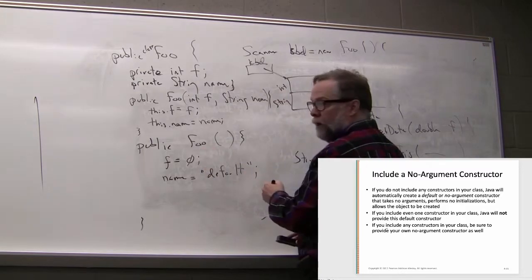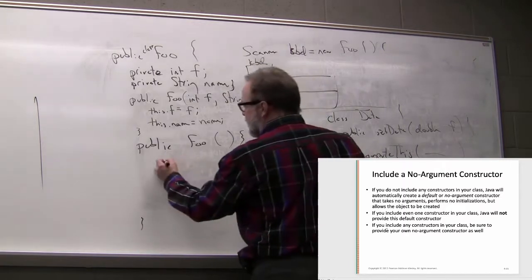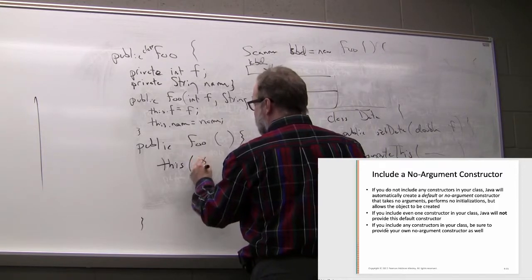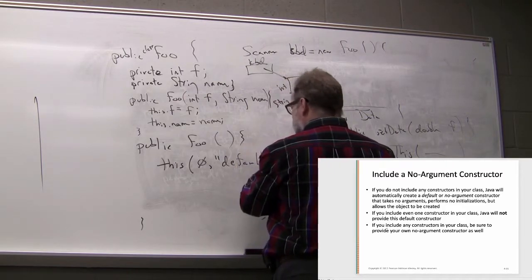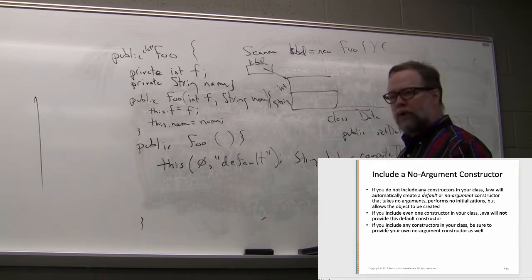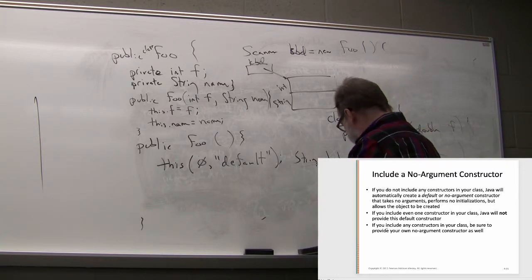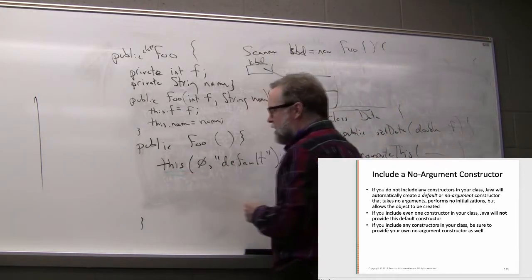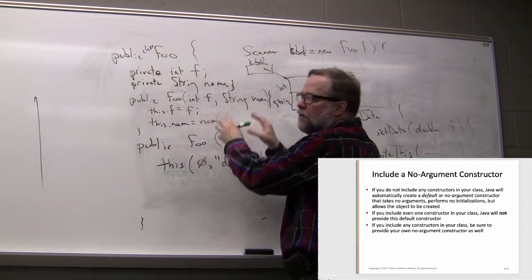So here I had 0 and default. So I'll change this up. And I will instead, syntax looks a little weird, say this, and I'll pass in 0 and default, like that. And that does exactly the same thing, but with less work. So this is the first time we've seen this use of the keyword this here. Okay, so this is basically how you can invoke other constructors within a constructor.